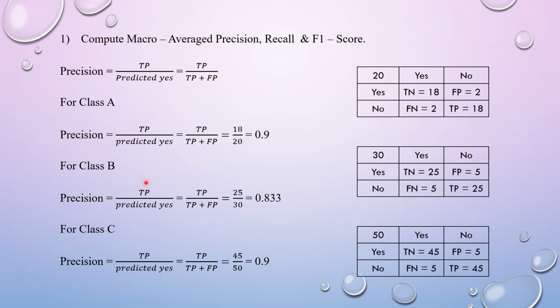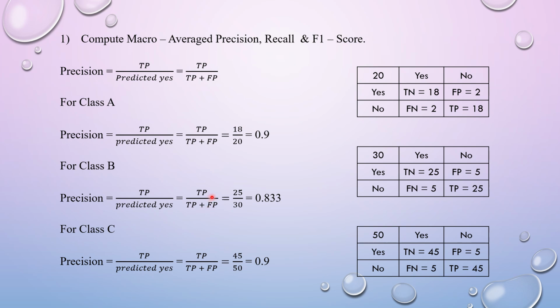Same for class B. This is the confusion matrix for class B, and this is the confusion matrix for class C. So here first we calculate the precision value for class B, TP divided by TP plus FP.